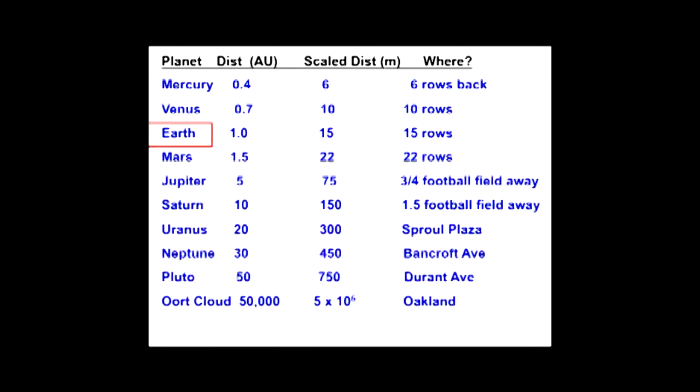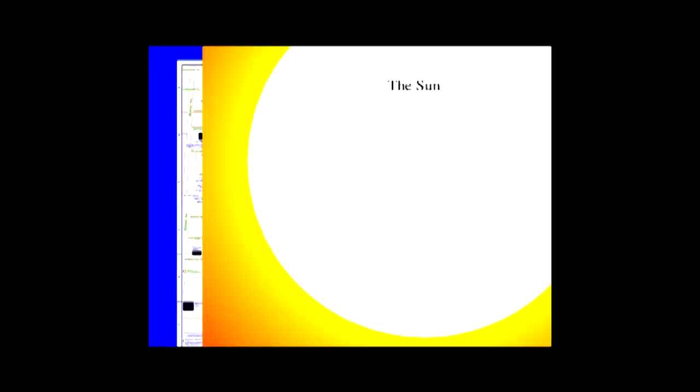Real quickly, you scale it up. Mars, 22 meters. Jupiter, 70, a football field away. Saturn, 1.5 football fields away, and so on. Here's where they would all be. There's the original sun. Let's scale the sun down by 10 to the 10. There's the grapefruit.